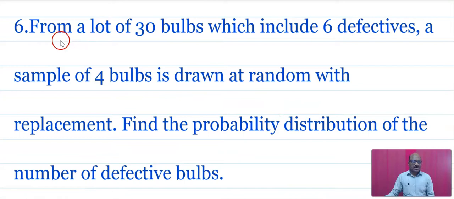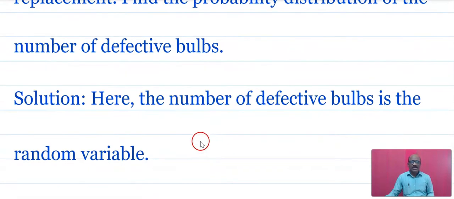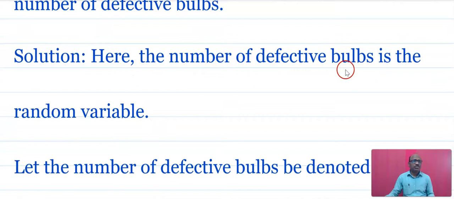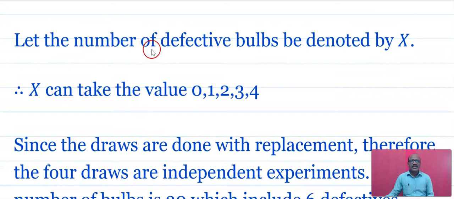Now the next example. From a lot of 30 bulbs which includes 6 defectives, a sample of 4 bulbs is drawn at random with replacement. Find the probability distribution of the number of defective bulbs. Now the solution. Here the number of defective bulbs is the random variable. Let the number of defective bulbs be denoted by capital X, and X takes the values 0, 1, 2, 3, 4 defective.